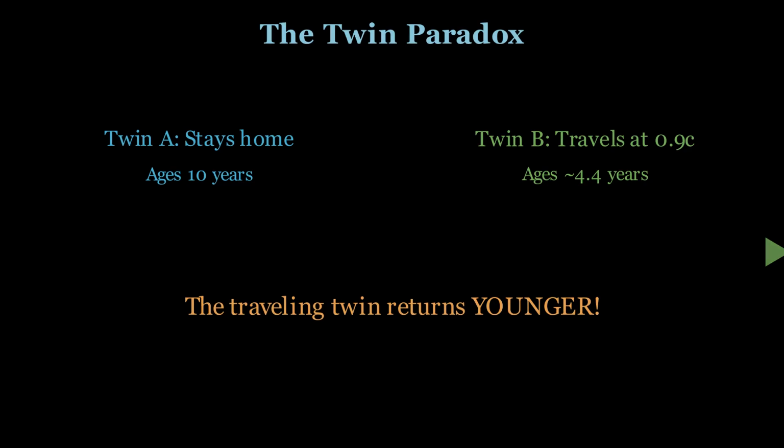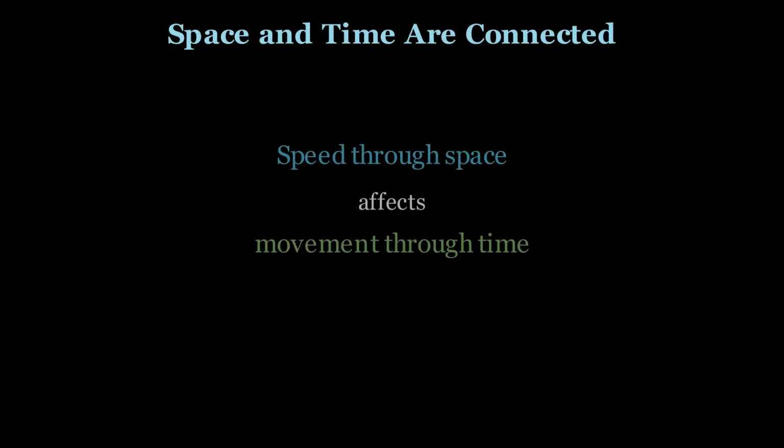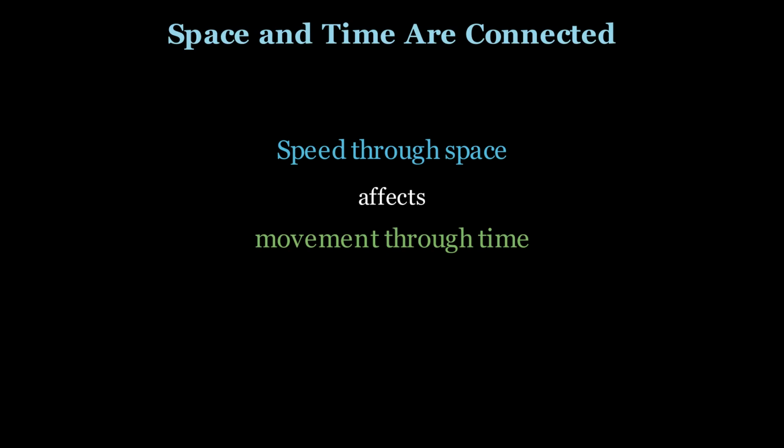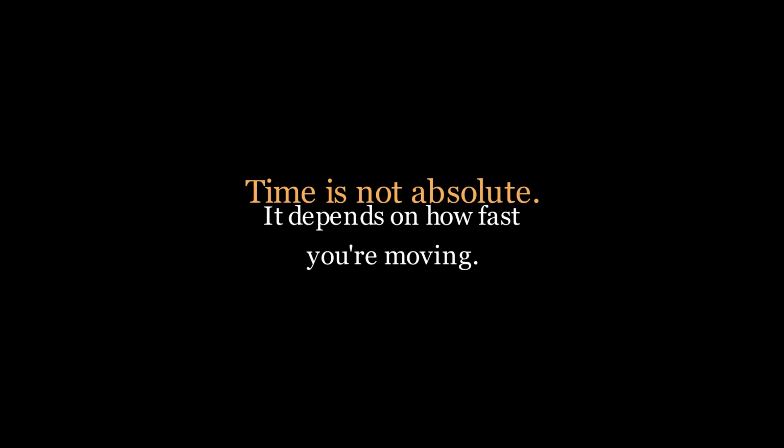Time is not absolute. It depends on how fast you're moving. The faster you go, the slower time passes for you relative to someone standing still. That's one of the most mind-bending ideas in all of physics, and it's been confirmed by countless experiments. Einstein showed us that space and time are woven together into a single fabric called spacetime. And the speed you move through space affects how you move through time. This is the foundation of modern physics, and it changed our understanding of the universe forever.